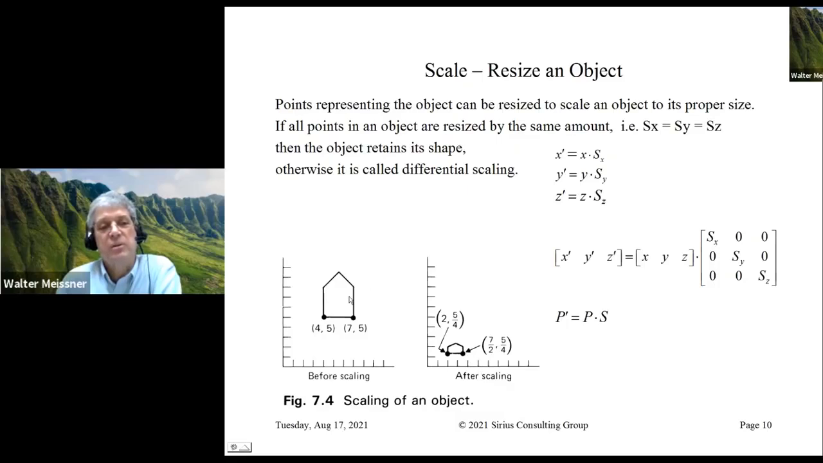Now notice that applying scaling also moved the house to a different central spot. Something I'll talk about later is that to avoid that, they would translate the centroid of the house to 0,0, do the scaling, and then move it back to where they want it to be.